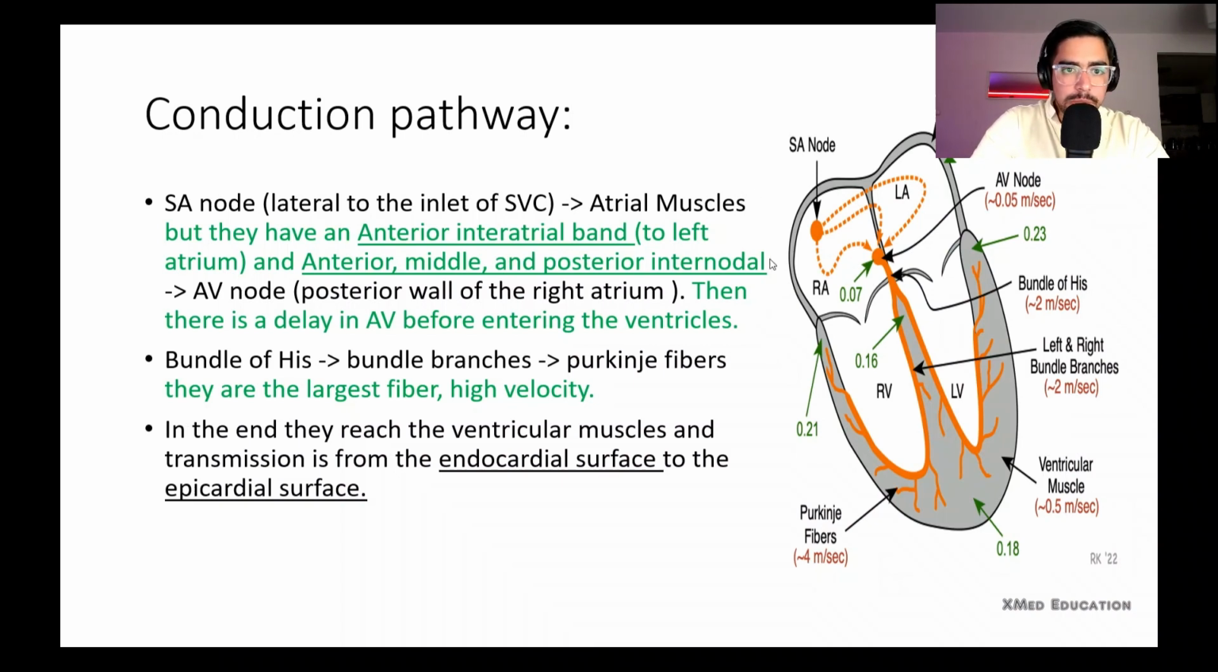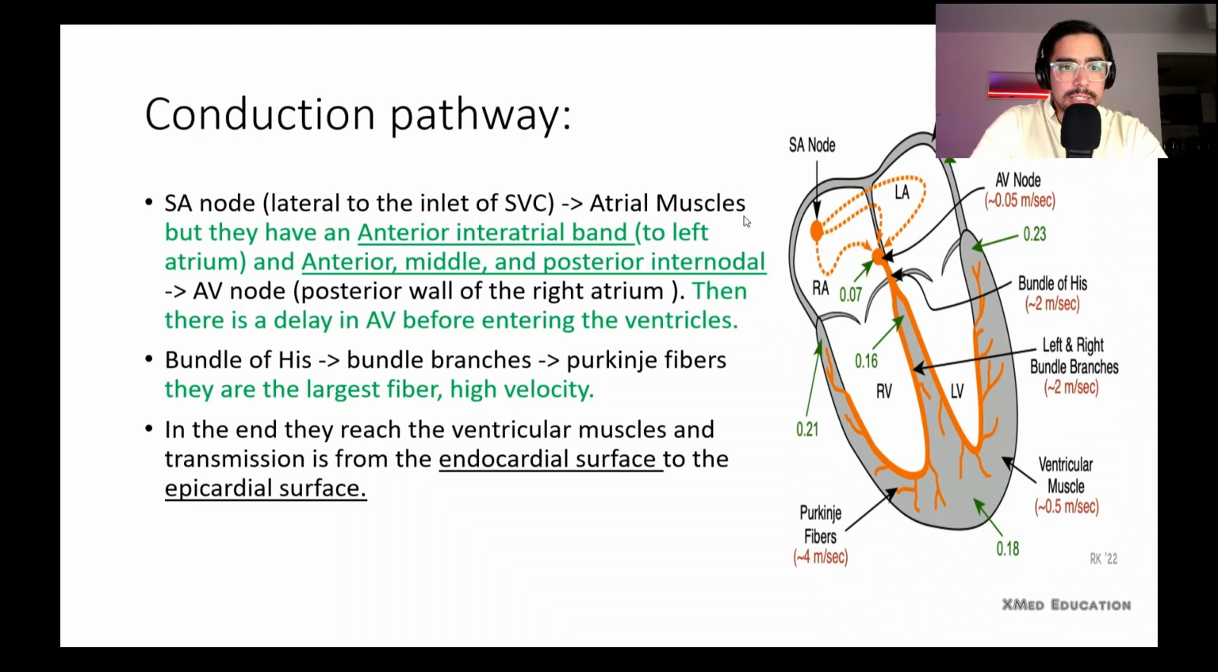So then we go to the AV node. The AV node is in the posterior wall of the right atrium, and in the AV node we have some delay before the pulses start going to the septum between the ventricles. This delay is helpful because, as I mentioned, the speeds are different, and this delay can help these pathways to arrive at the same time.